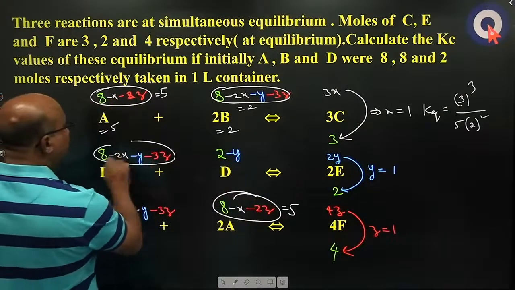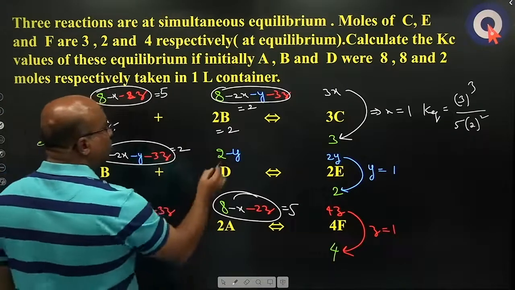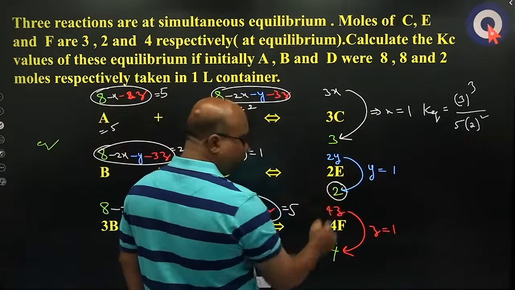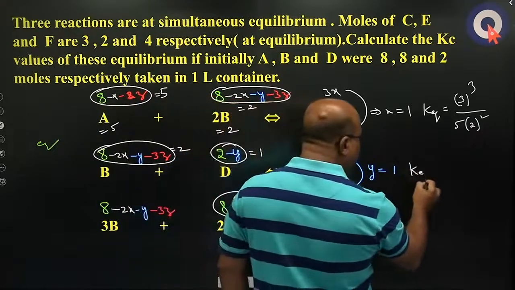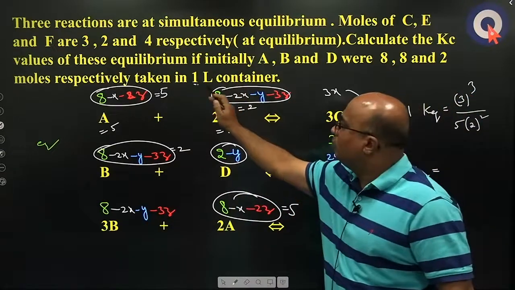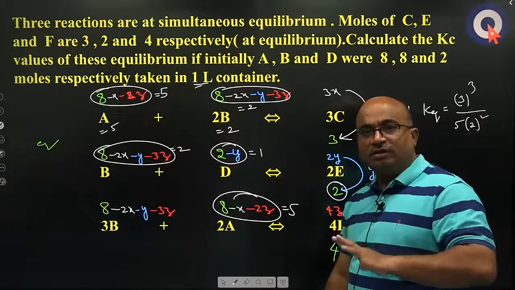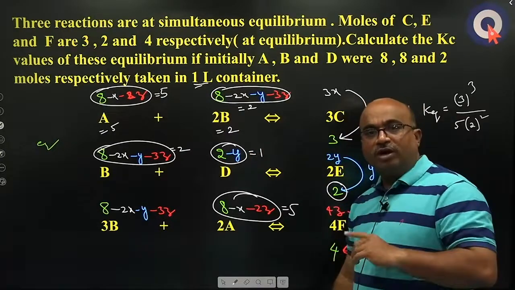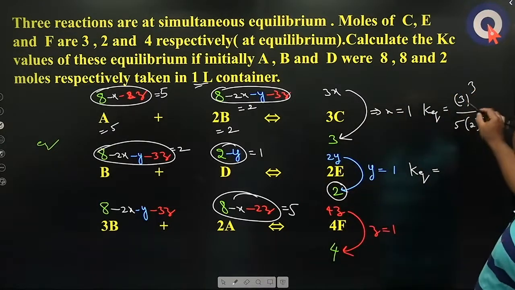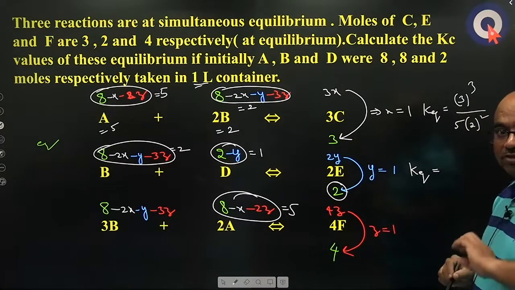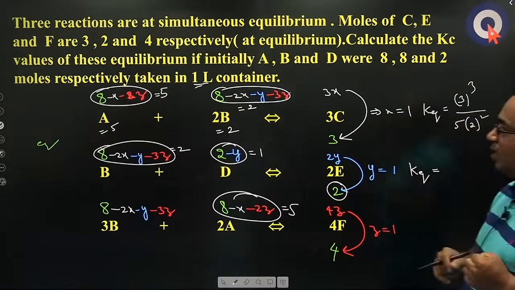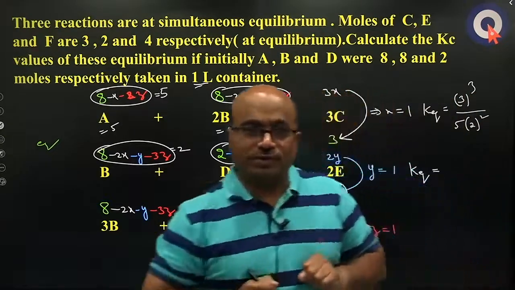Now coming to the second equilibrium. This is directly 2. What is this? 2 minus 1, that is 1. This is again 2. So what is K for this? Because all are in a 1 liter container, there is no change in the concentration, since the number of moles divided by the volume gives the concentration. So I use the moles directly as concentrations here, because it is a 1 liter container, so there is no issue for us.